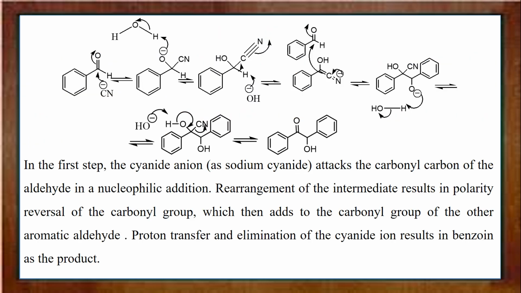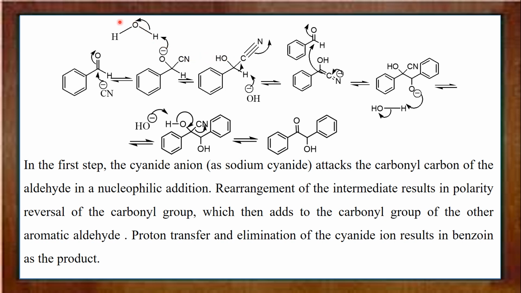The mechanism of benzoin condensation is given here. We start with benzaldehyde. With that we add cyanide. This cyanide is attacking at the carbonyl carbon, shifting this pi bond to oxygen. So we get O minus here. The nucleophilic anion has attacked the carbonyl carbon, shifted the pi bond to oxygen. So this O minus takes up a proton from water to become a cyanohydrin.